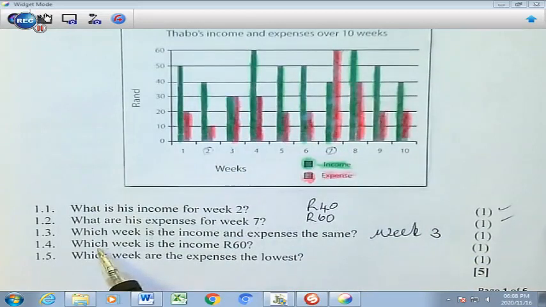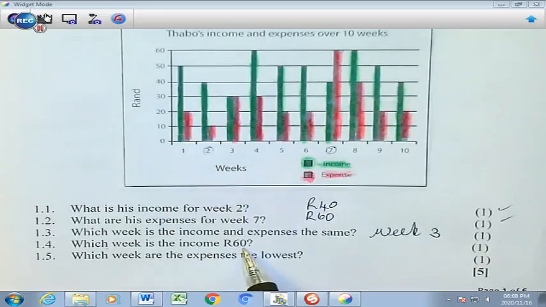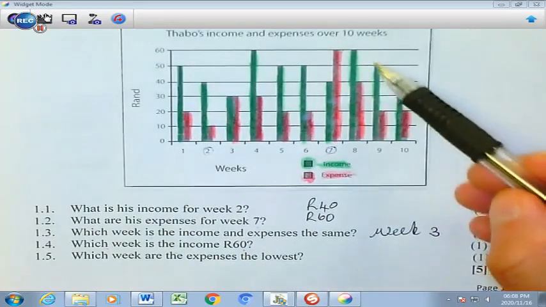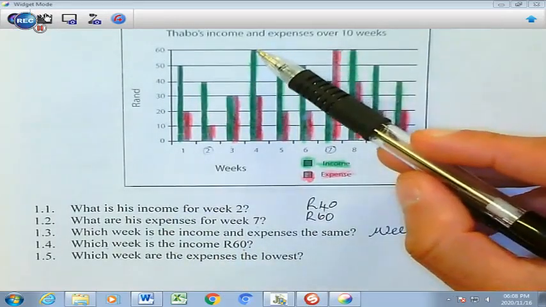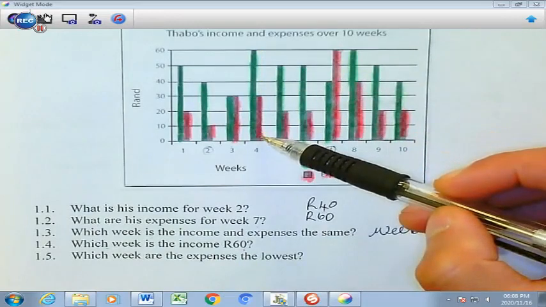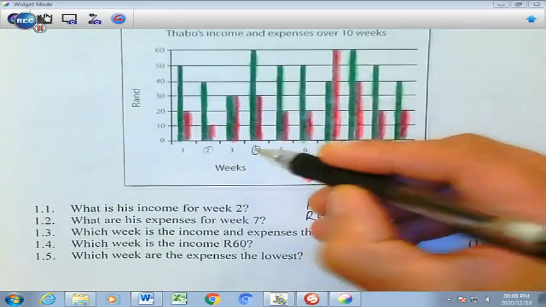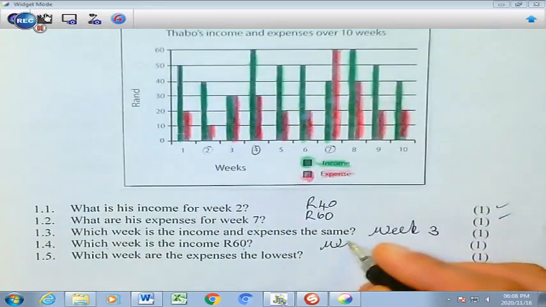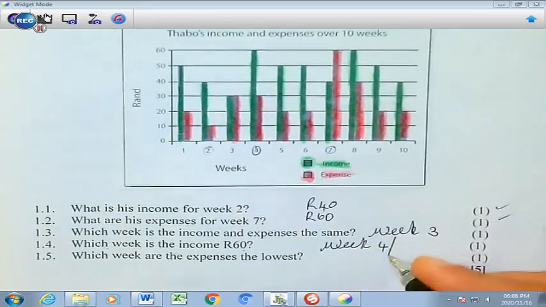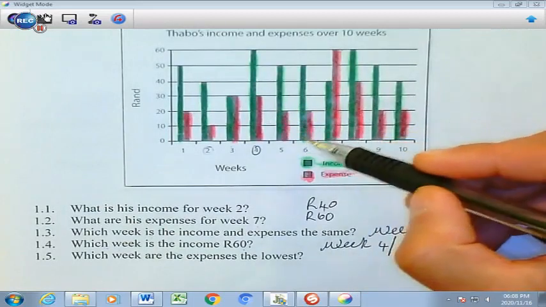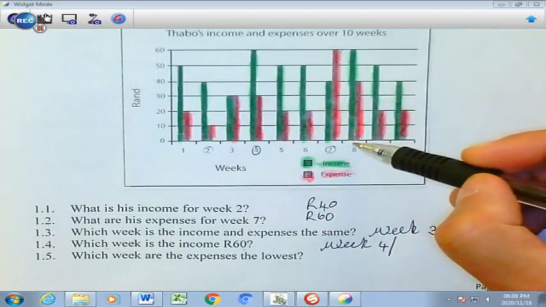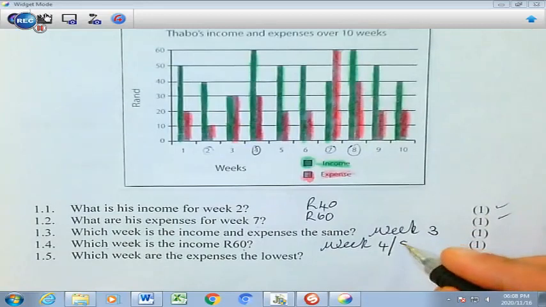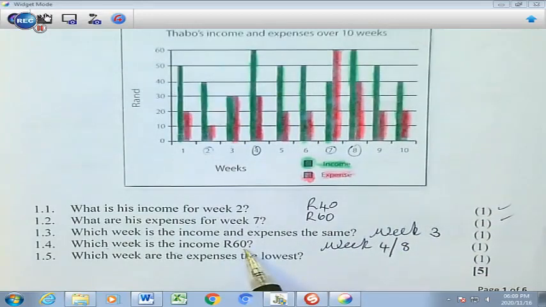And then the next question, which week is the income 60 Rand? So you've got to go find the 60 Rand. That could possibly be in week 4 where the income is 60 Rand, so you can write week 4, or it could be in week 8 as well where the income was 60 Rand.